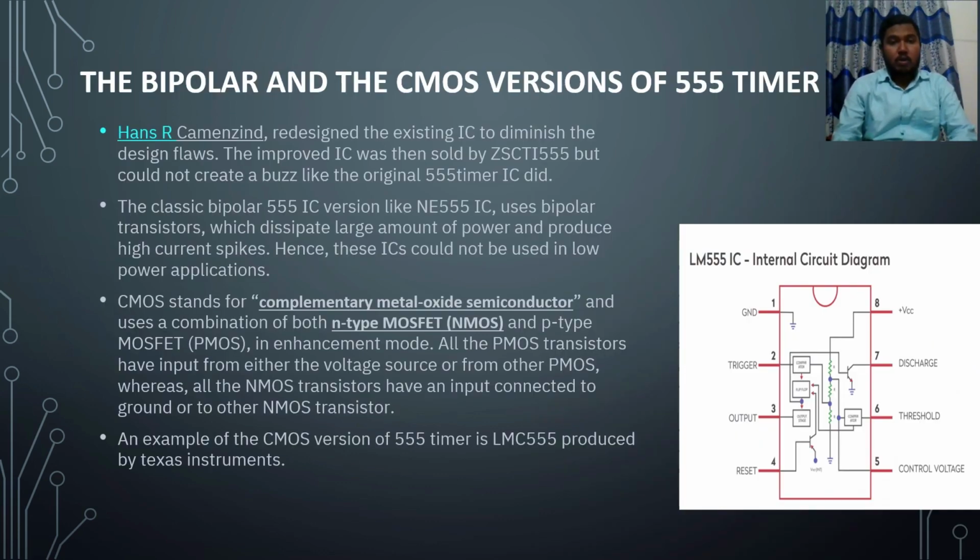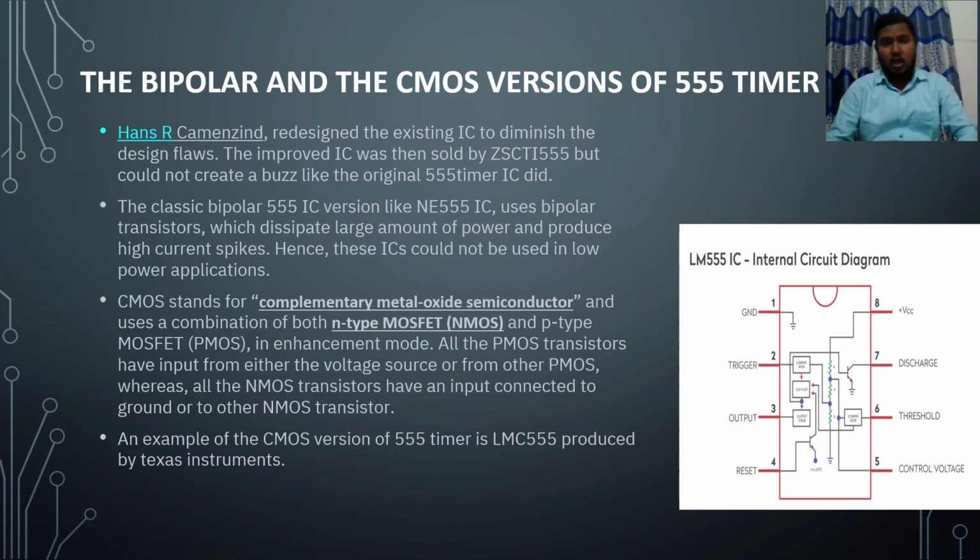Now I will talk about the bipolar and the CMOS versions of the 555 timer IC. The manufacturer redesigned the existing IC to diminish the design flaws. The improved IC was then sold as the 7555 but could not create a buzz like the original 555 timer IC did. The classic bipolar 555 IC version, like the NE555, uses transistors which dissipate a large amount of power and produce high current spikes. Hence, these ICs could not be used in low power applications.